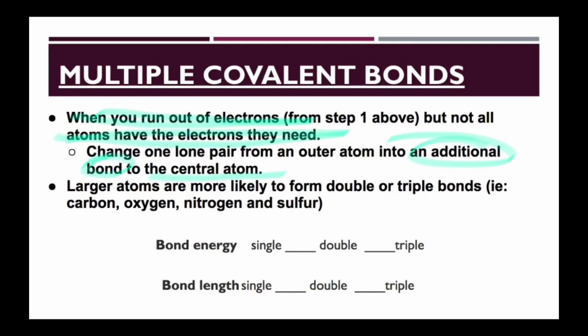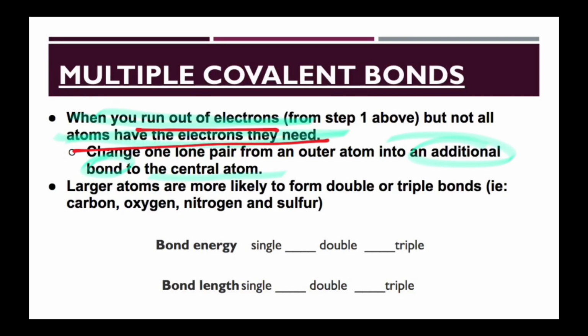Larger atoms are more likely to form these, but you don't have to be looking out for specific types of atoms to make these form. The electrons are really going to tell you when this happens. If you run out of electrons, but not all our atoms are happy, that's when we need to make a double bond or a triple bond.